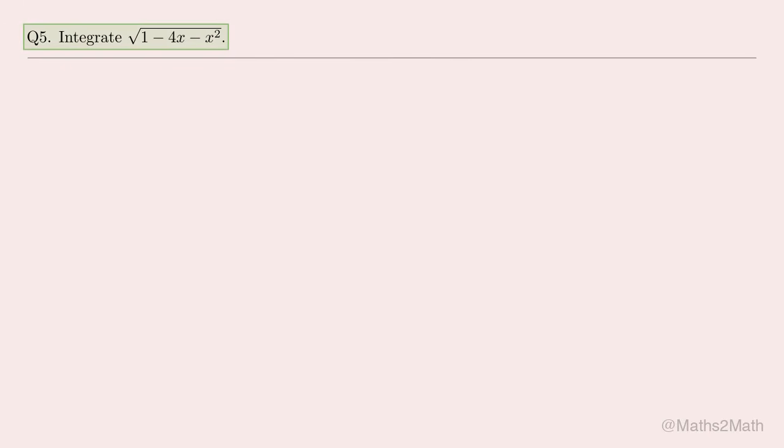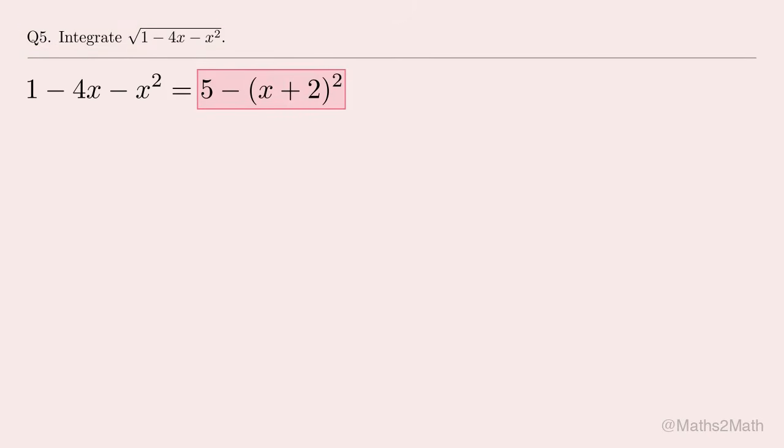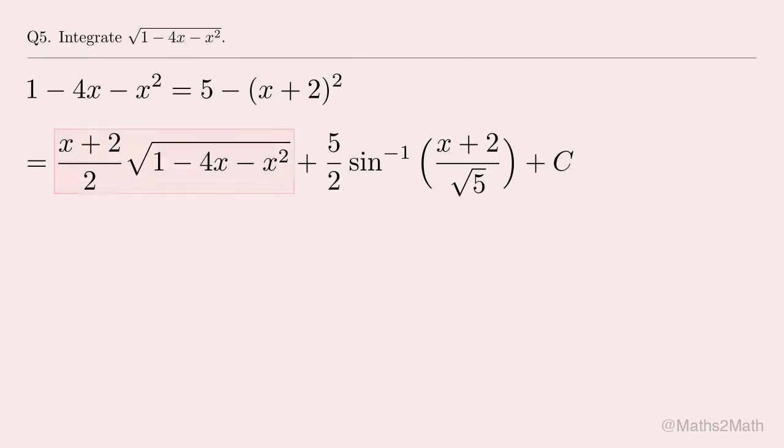Question 5. A downward quadratic, the inverse sine form, 5 minus x plus 2 squared. Complete the square with the negative leading sign. The a squared minus u squared formula with a squared 5.